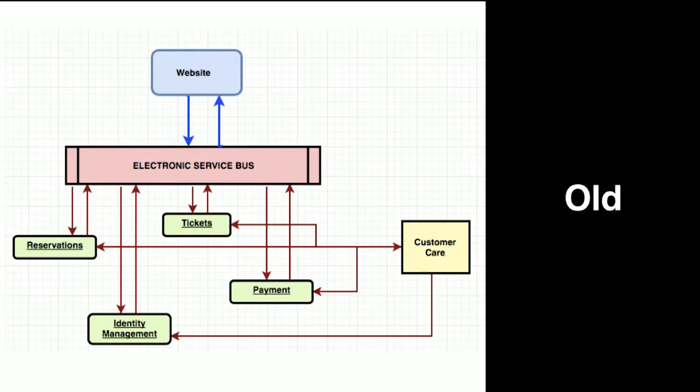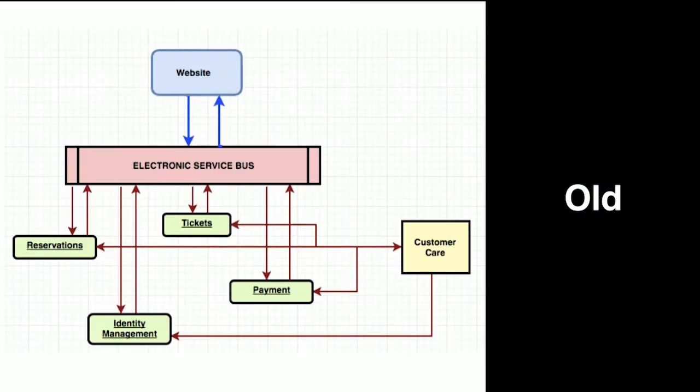So our customer had this use case. They had a lot of back-end services, which you see at the bottom. So you can see payment, you can see tickets, you can see reservations, which means I want to stay in your hotel, house, whatever. And there's identity management. And the idea was to get the website to connect to all of these. And this was originally done through an electronic service bus, which had one drawback. It did not have any customer care interface.